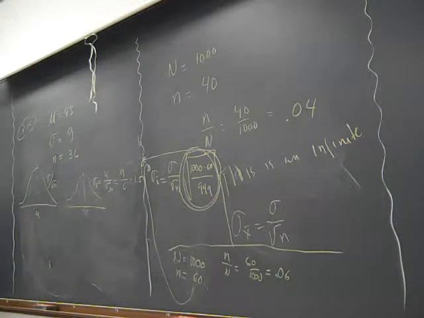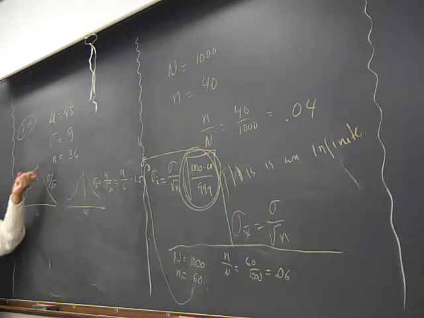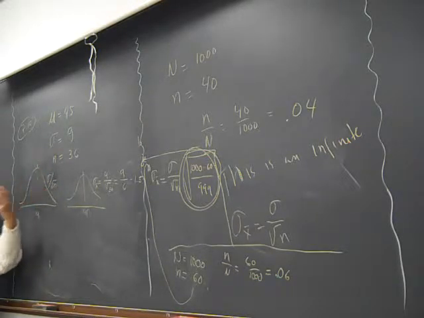Why is the sigma there? Sigma over square root of n? Because remember that whenever we sample, we create a sampling distribution with the mean equal to the mean of the population, and the standard deviation of this particular distribution is equal to the standard deviation of the population divided by the square root of n.